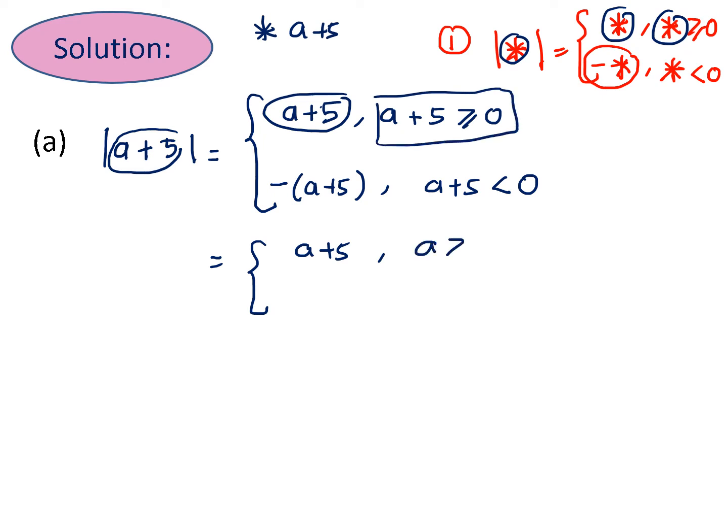Tapi yang ni kita boleh selesaikan dia. So, A greater equal to negative 5. Satu lagi, ni nak kembang pun boleh, nak biar macam tu pun okay. So, A less than negative 5. So, ni jawapan dia. Without absolute values symbol.